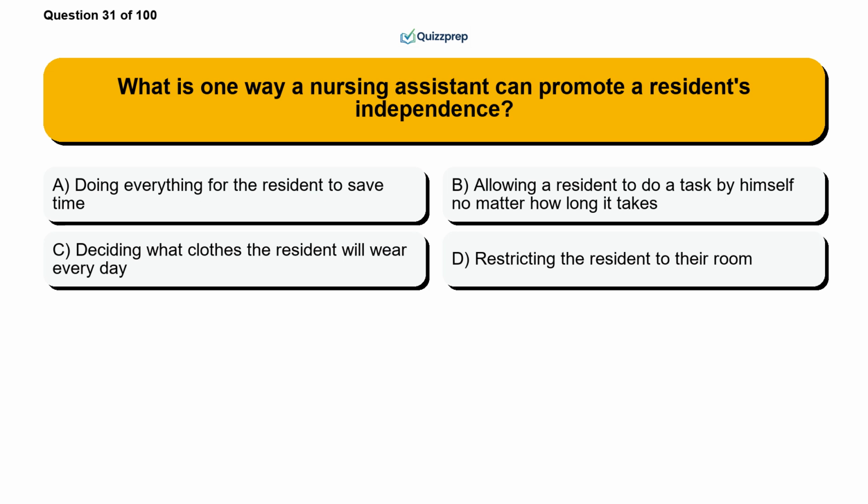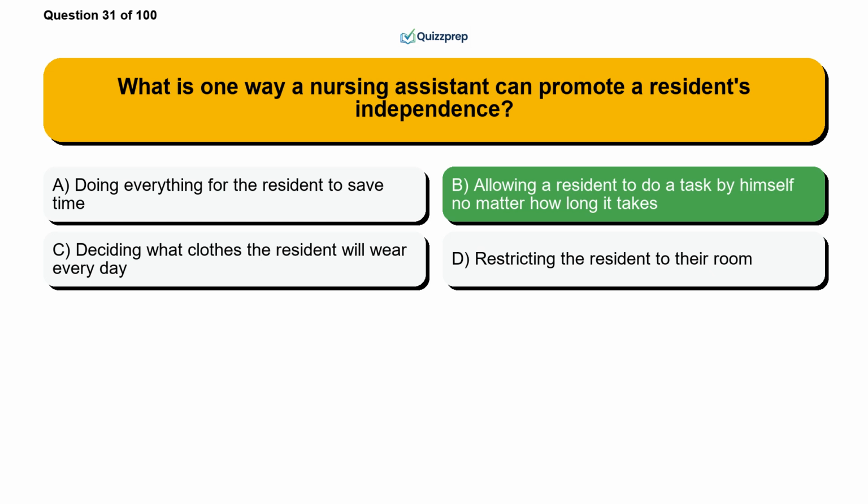Option A. Doing everything for the resident to save time. Option B. Allowing a resident to do a task by himself no matter how long it takes. Option C. Deciding what clothes the resident will wear every day. Option D. Restricting the resident to their room. The correct answer is option B. Allowing a resident to do a task by himself no matter how long it takes.